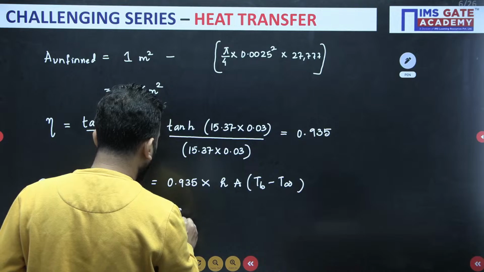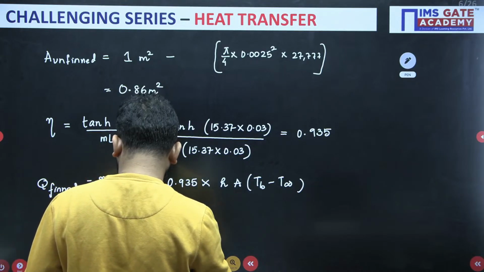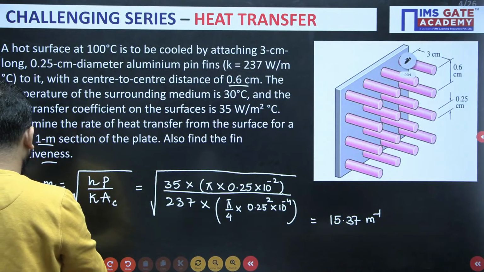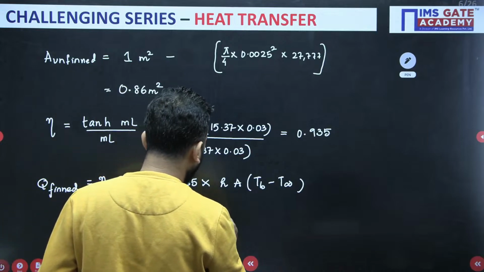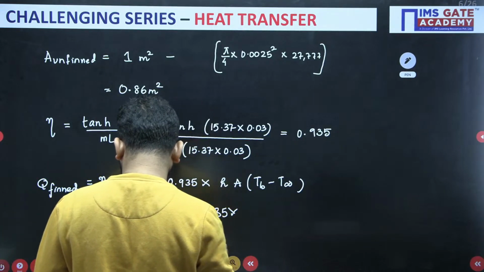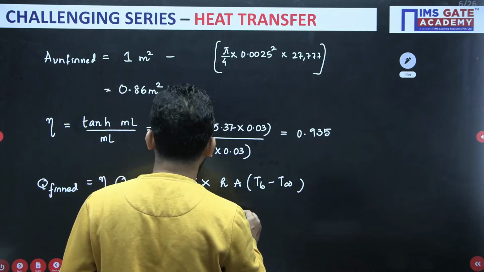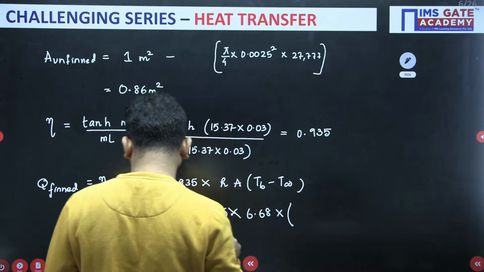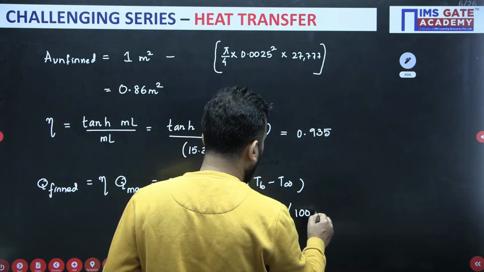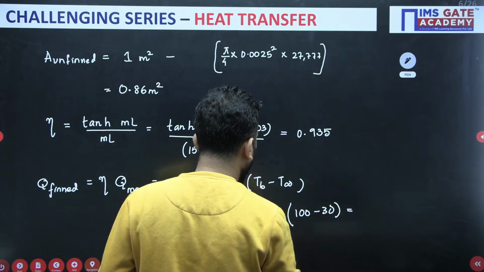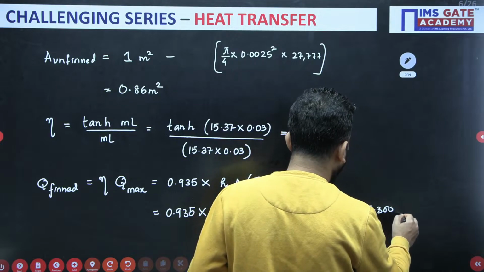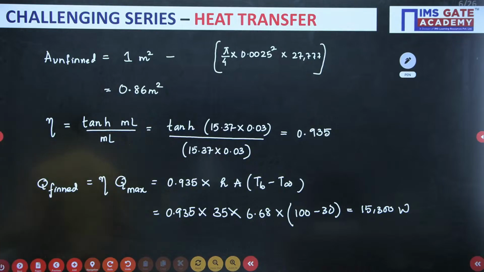So this is 0.935. What is h? h is 35. What is the area of the fin? Area of the fin we have just found out, 6.68. What is the base temperature? 100. What is ambient? 30. So if you solve this, you will be getting 15,300 watt.